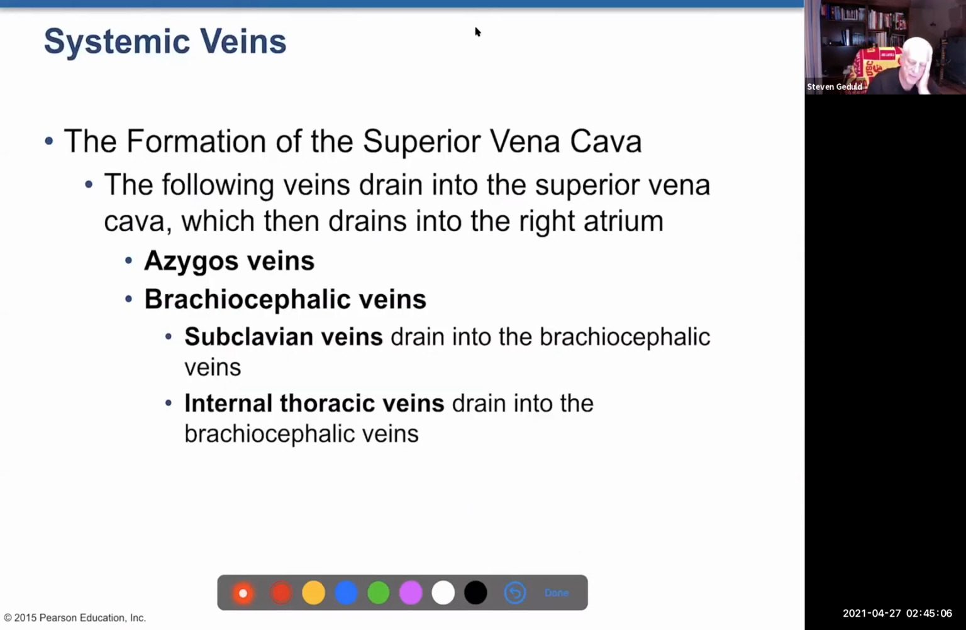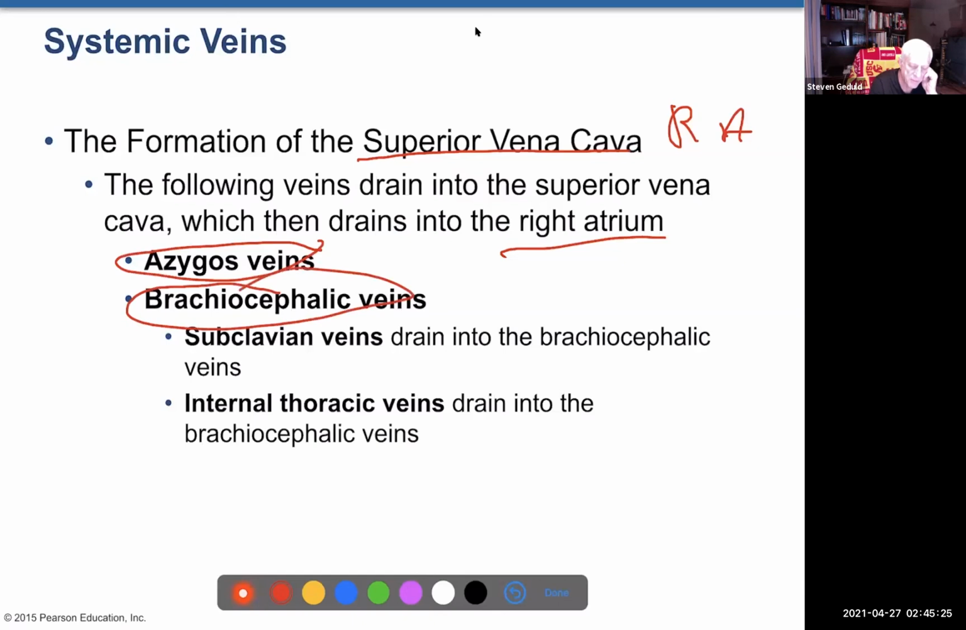Formation of the superior vena cava. Remember, the superior vena cava drains into the right atrium, draining everything above the diaphragm part of the body. So the following veins are going to drain into the superior vena cava, which then drains into your right atrium: the azygos vein and the brachiocephalic veins. Draining into the brachiocephalic vein are the subclavian veins and the internal thoracic vein. So both the subclavian vein and the internal thoracic drain into the brachiocephalic, and the brachiocephalic and the azygos drain into the superior vena cava.